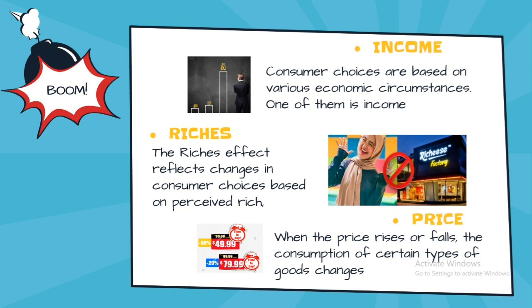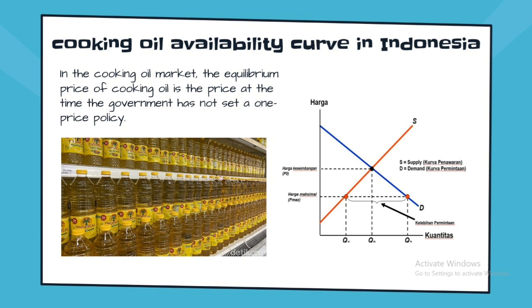The third is price. When the price rises or falls, the consumption of certain types of goods changes. May you give us an example, please? Sure. This is the cooking oil availability curve in Indonesia. In the cooking oil market, the equilibrium price of cooking oil is the price at the time the government has not set a one-price policy. This price is considered by the government to be too high, so the highest retail price is set below the equilibrium price. Prior to the determination of the highest retail price on cooking oil, consumers will buy cooking oil at the prevailing market price at a certain amount according to the market.